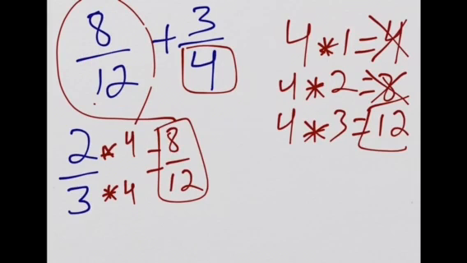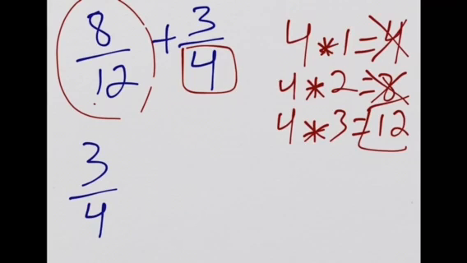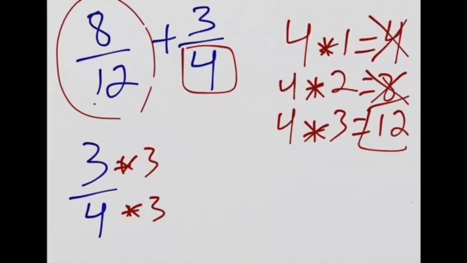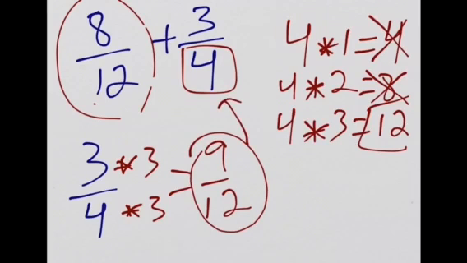Next, I will do the same thing with 3/4. The question becomes then, how do I get from the denominator of 4 to the denominator I want of 12? 4 times what gives me 12? Well, that answer is 3. And if I'm going to multiply the bottom of the fraction by 3, I have to multiply the top also by 3 so that it stays the same, or stays equivalent. And this gives me 9 over 12, which I'm going to replace up here for this fraction, 3 over 4.